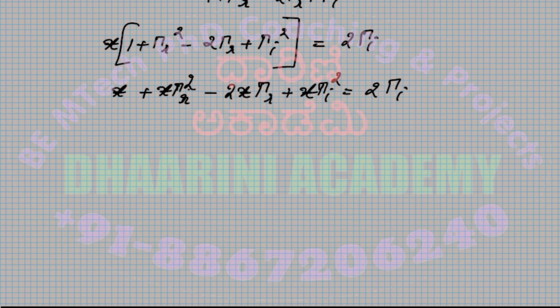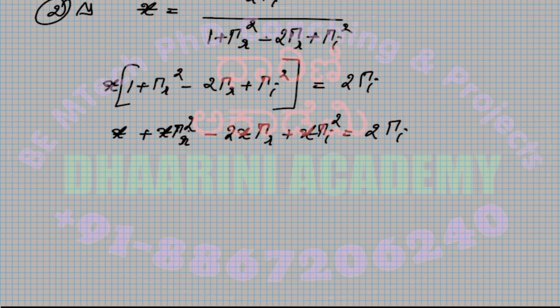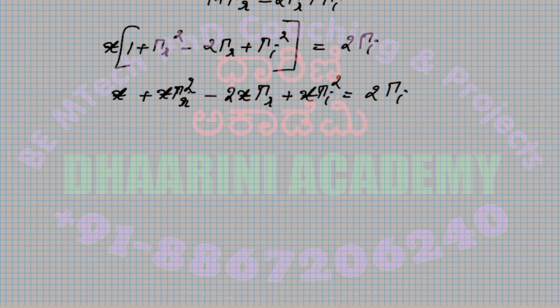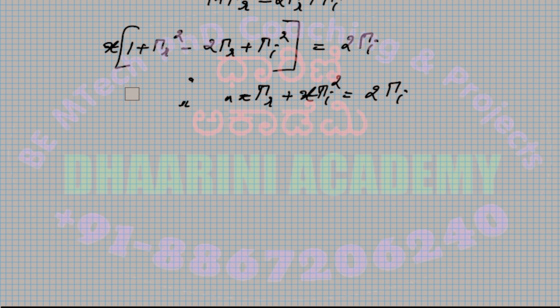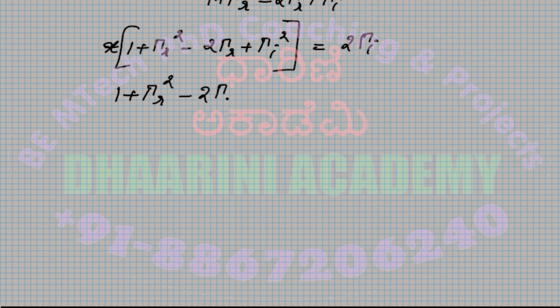Let me do one thing. Okay, I think this step is not needed. I'll try to erase this. Sorry, without that step also I can do something. I can simply easily get the answer without doing a tedious calculation. So what I do, I bring the x to this side. I'll keep the remaining terms there: 1 plus gamma r square minus 2 times gamma r.